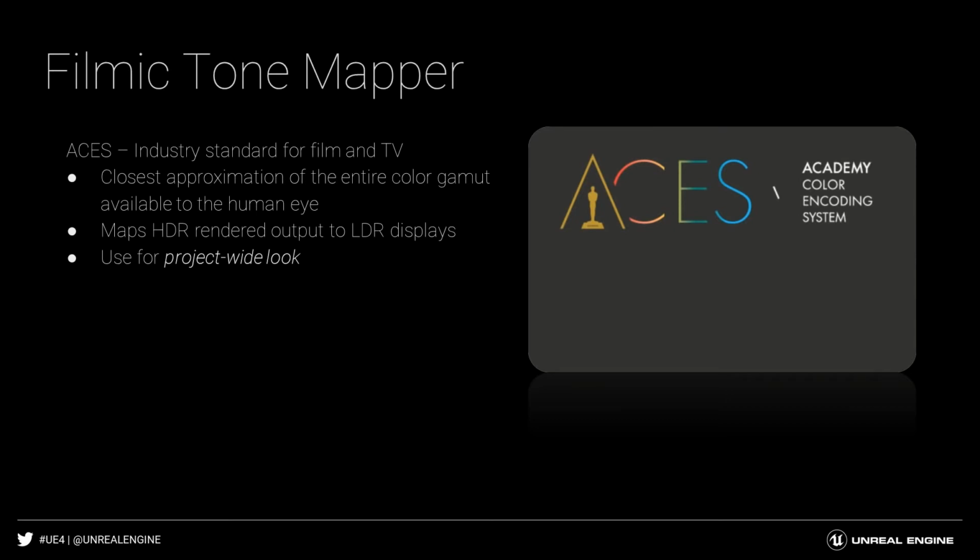It's the closest approximation to the color gamut available to the human eye. And what it does is it maps HDR renders which come out of Unreal to low dynamic range displays. You should use the Filmic Tone Mapper for your project-wide look. So once you've set it for the entire project, you shouldn't have to change it again. This is like setting a film stock for a movie.